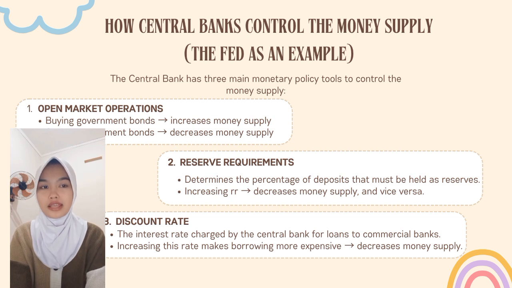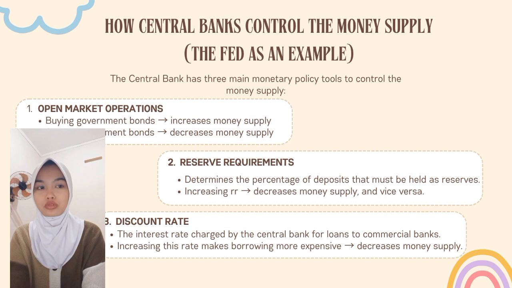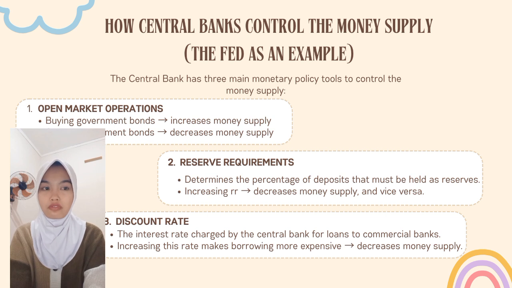And 2. Reserve requirements. This determines the percentage of deposits that must be held as reserve. Increasing the required reserve ratio (R) decreases the money supply, and vice versa. And 3. Discount rate. The interest rate charged by the central bank for loans to commercial banks. Increasing this rate makes borrowing more expensive, which decreases the money supply.